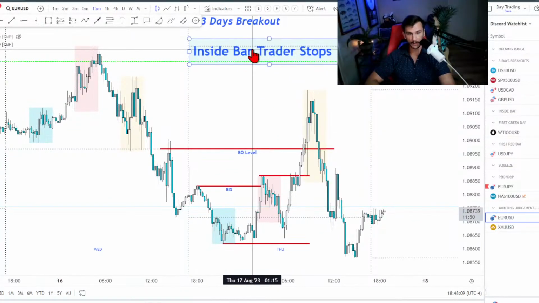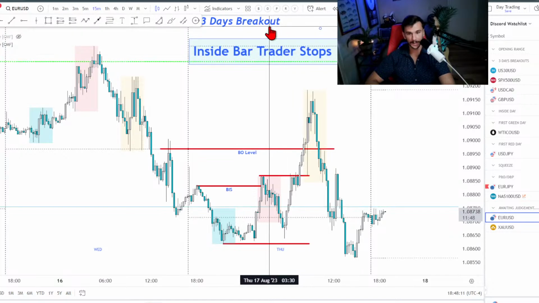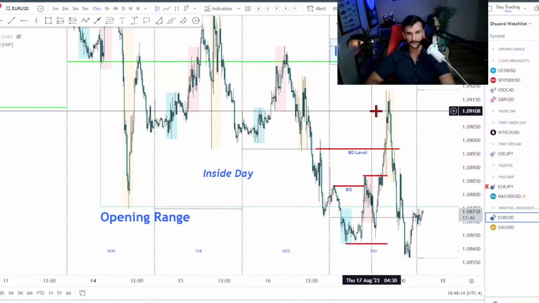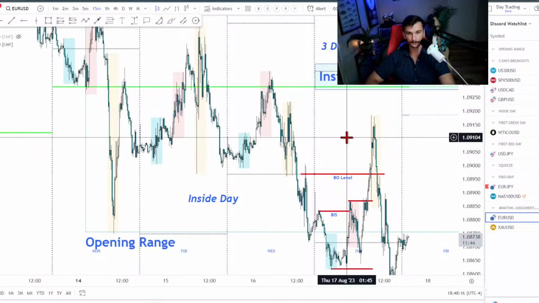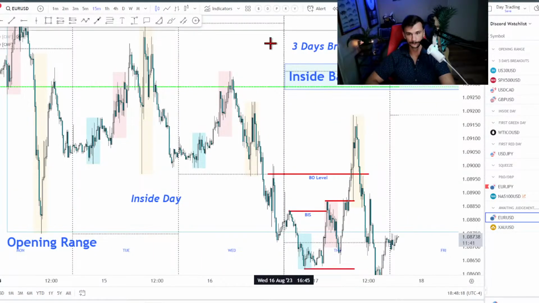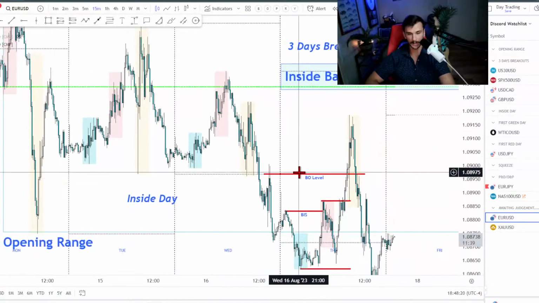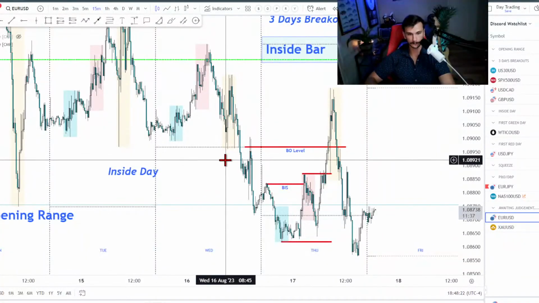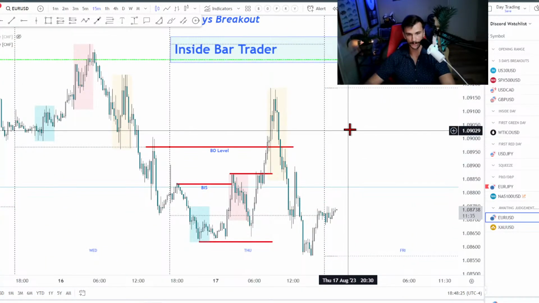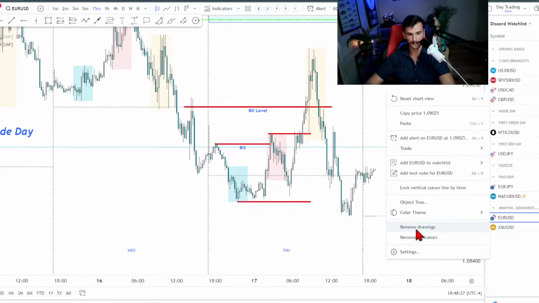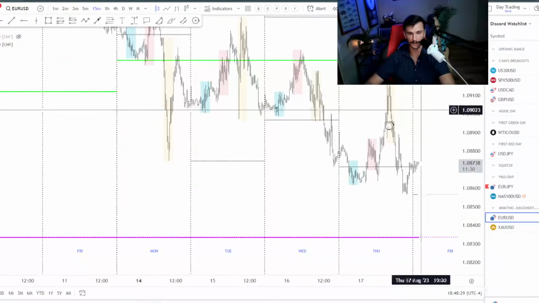So I had my inside bar trader stops labeled today. 3 days of breakouts. Down or up? I don't even know. I think it was down, right? Yeah, so we had an inside bar breakout. Ooh, this looks good. I can see why you all caps me with the Euro USD.